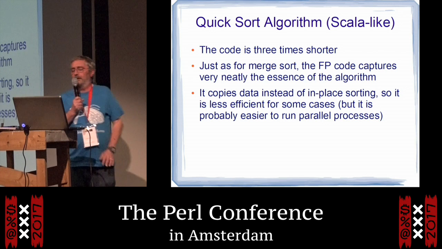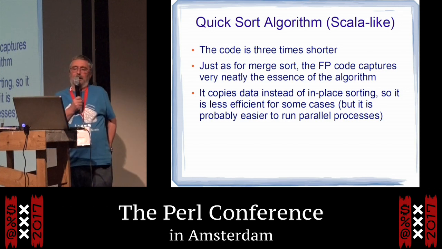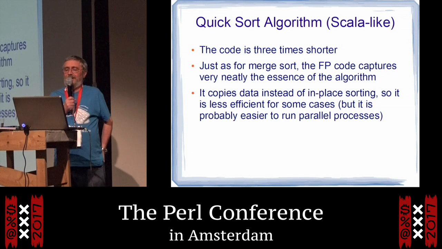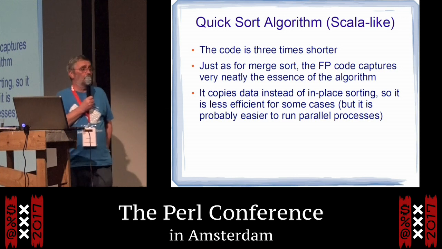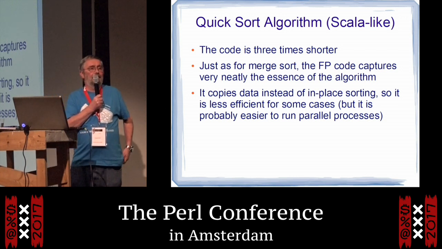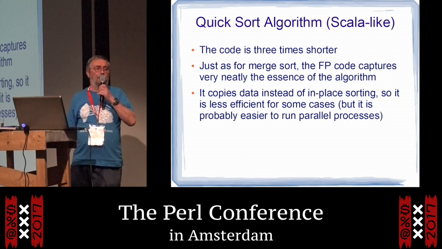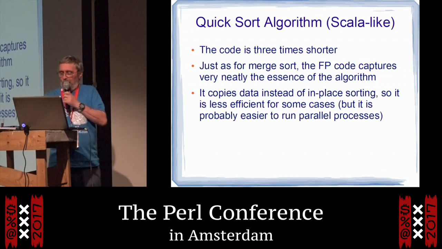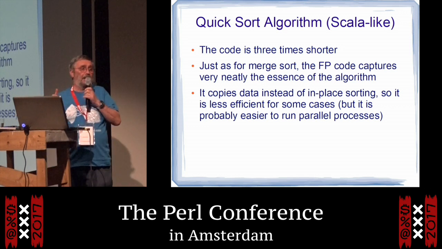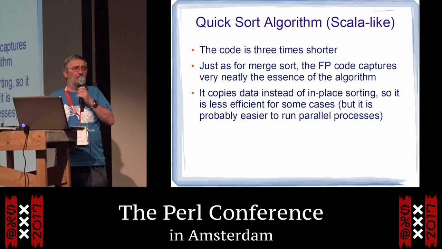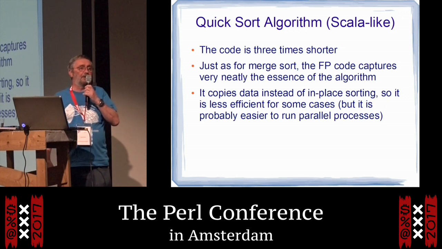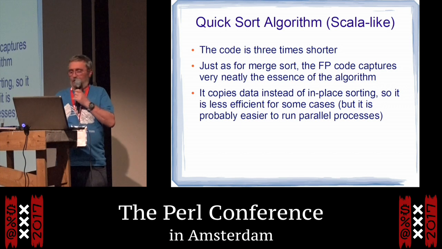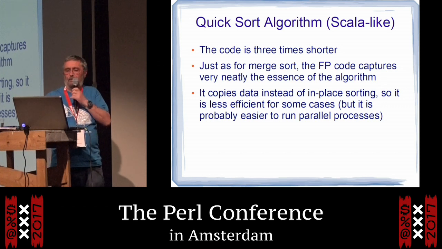Now there is a small problem with that, which is that the functional programming version copies data many times over instead of doing in-place sorting. So if you're going to sort a very big list, the first implementation will probably be faster. So you have to know that. On the other hand, because we're not changing data in functional programming, it is much easier to run it in parallel on several CPUs or several cores of one CPU.